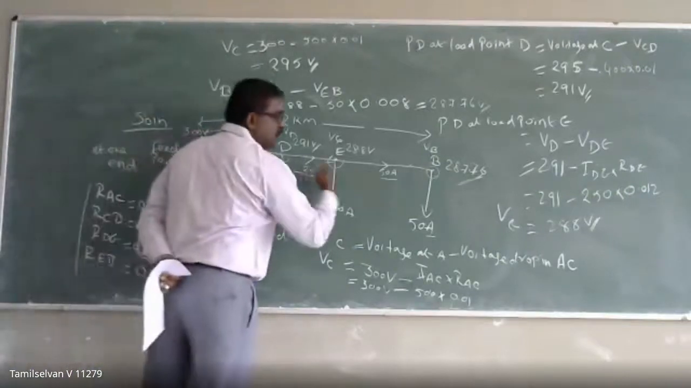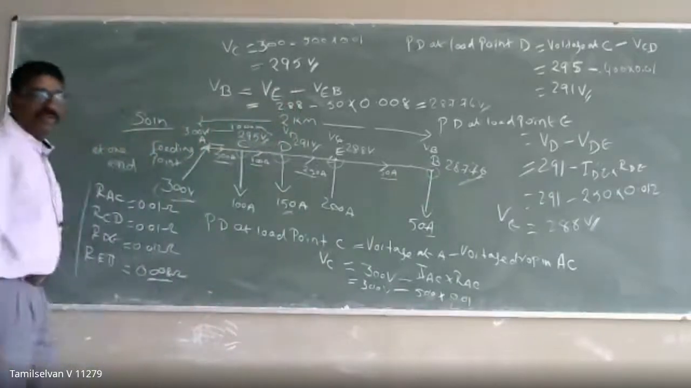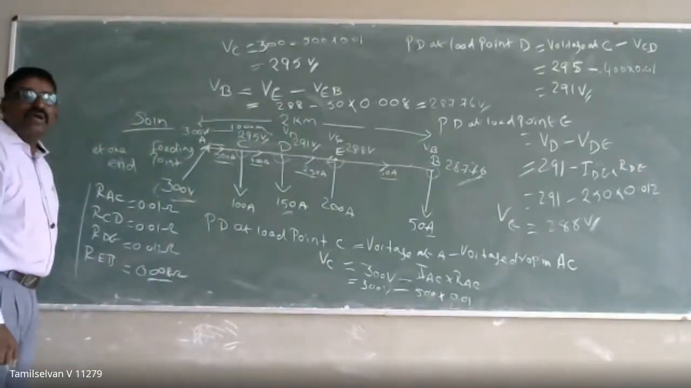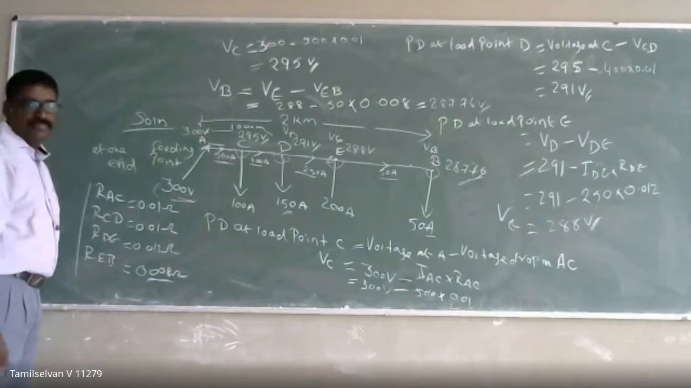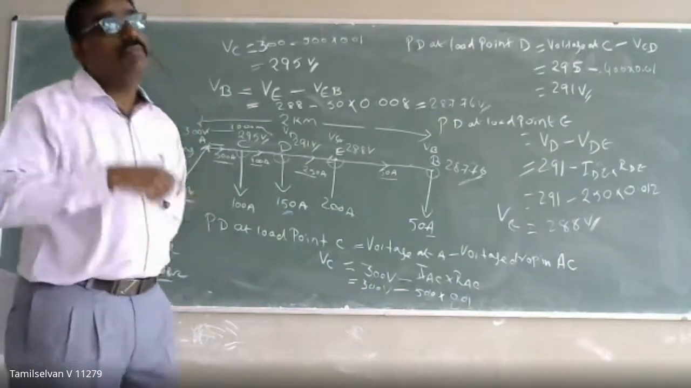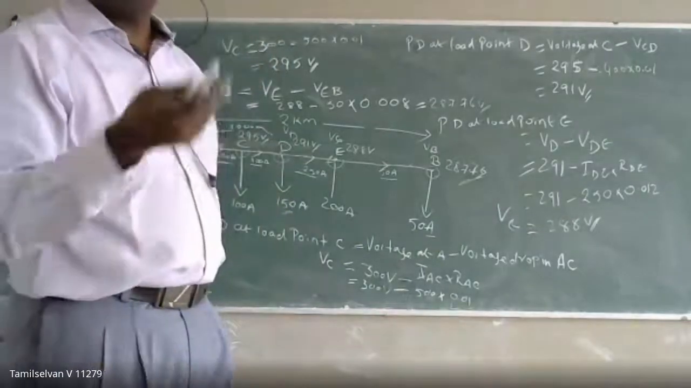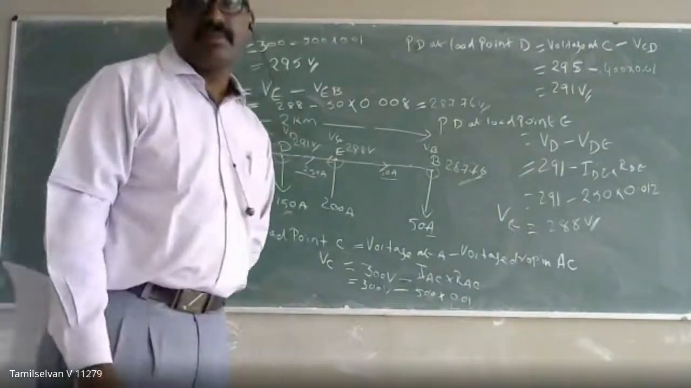Voltage fluctuation should not be there. So we have to maintain the voltage often constant in the distributor. For that purpose only, we go for a distributor fed at both ends with the same potential or different potential, or maybe fed at the center point.